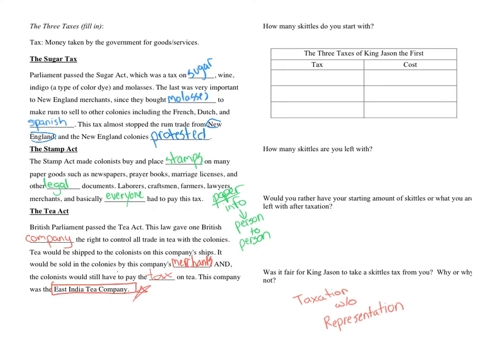So, as you are looking at these three acts or three taxes, remember that the colonists had no say. And this was what actually was making the colonists upset. It wasn't that they were getting taxed. It was the fact that all of these taxes were being placed on them without them being able to fight against them.